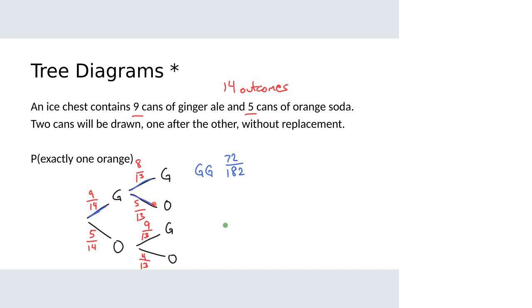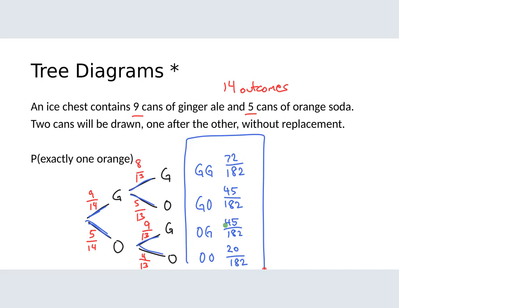Ginger ale followed by orange. 9 times 5 would be 45, and the denominator is going to be 14 times 13 every time. Then orange followed by ginger ale is 5/14 times 9/13. 5 times 9 is 45 and 182 on the denominator. And then orange, orange is 5/14 times 4/13. That'll be 20 out of 182. Now I've got my sample space. I'm ready to answer questions.